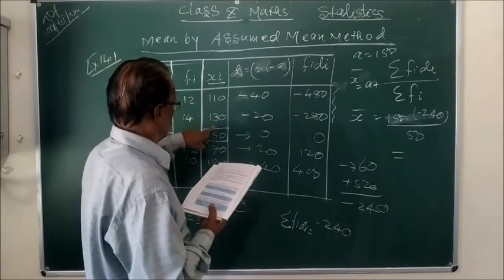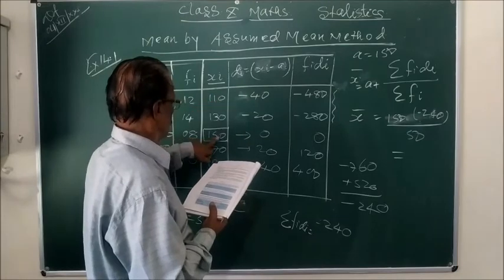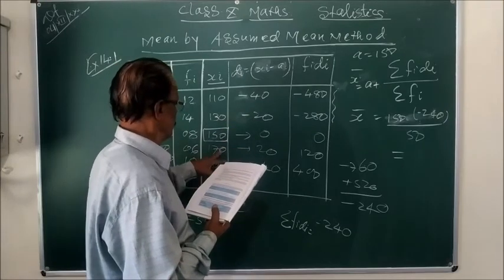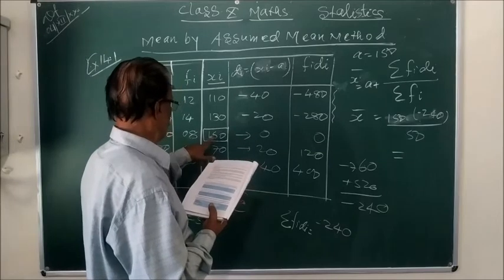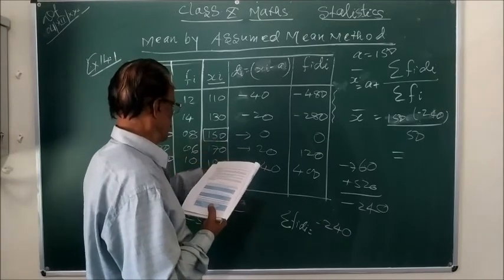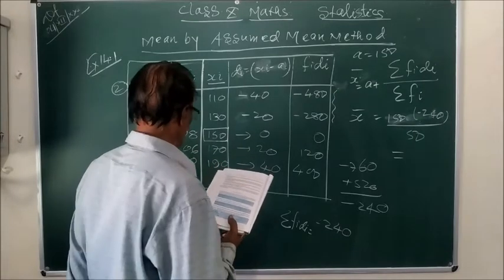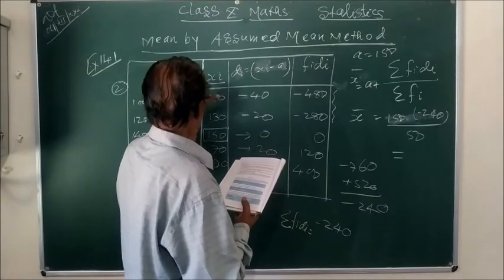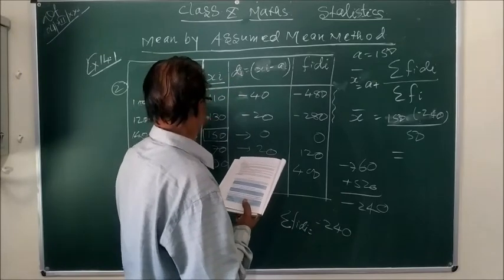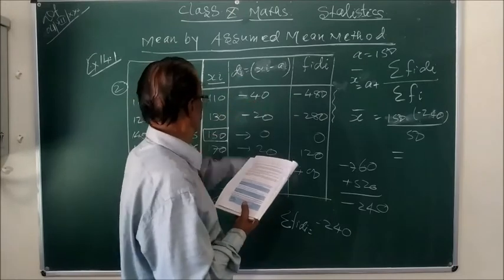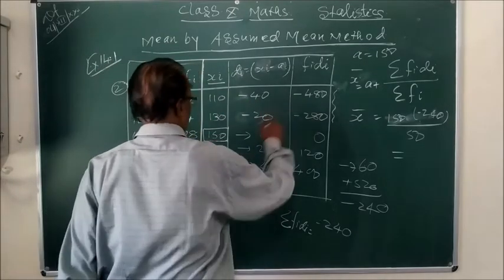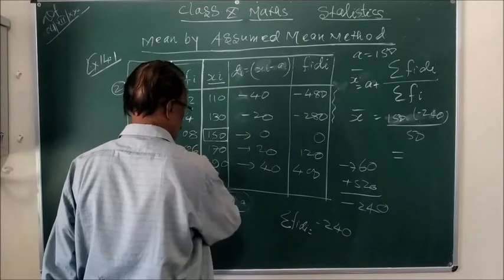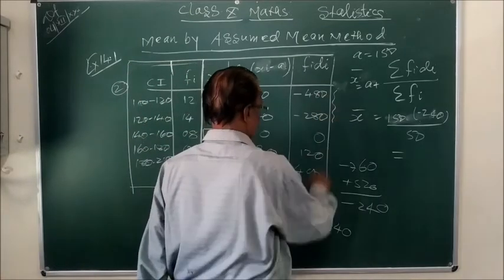We find d_i, this minus this. 110 minus 150 is minus 40. This will be minus 20. This will be 0, because 150 minus 150. This will be positive 20 and this will be 40. Now this is d_i, and d_i you multiply by the frequency of each. 12 into minus 40 is minus 480. This will be minus 280. This will be 0. This will be 120. This will be 400.